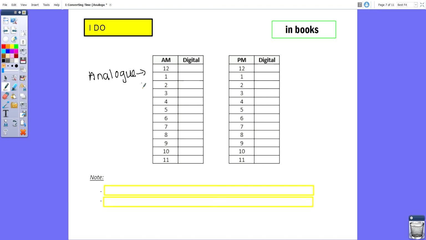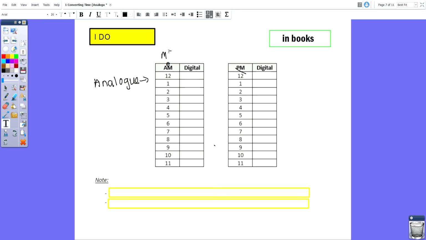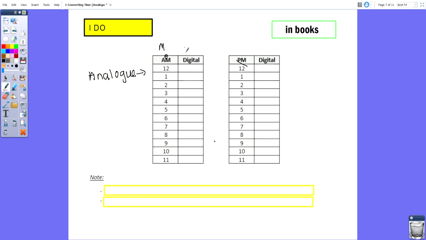Now in analog time, because we've got two sets of numbers going from 1 to 12 in the morning and in the afternoon and night time, we have to use AM and PM to tell us whether we're talking about before midday or after midday. So if it's AM, we're talking about the morning. This is the morning. And PM tells us the afternoon, or evening, or past midday effectively.